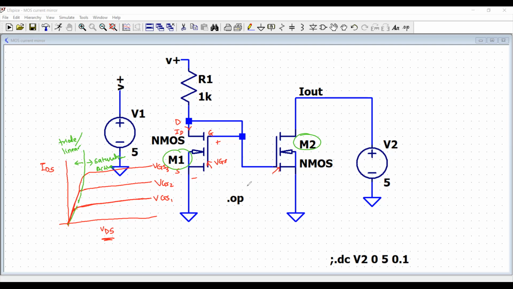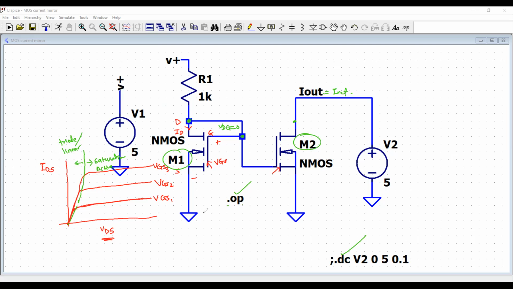Now, before I take you to the simulation part, where we will run two analyses, one is .op and one is .dc sweep, the .op will give you all the currents and voltages and will help us understand whether the voltages at the drains are at the same potential, whether the VDG of both transistors is zero or not, and, most importantly, whether the current I out is equal to I reference or not. If that is the case, then we will say we have designed the current mirror accurately. Otherwise, we need to tune the parameters.